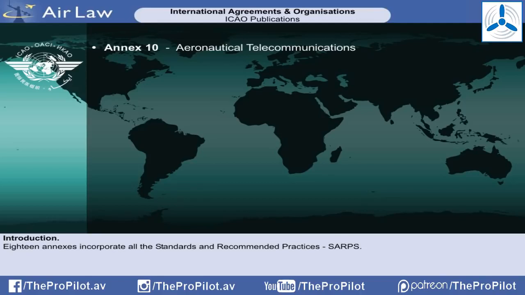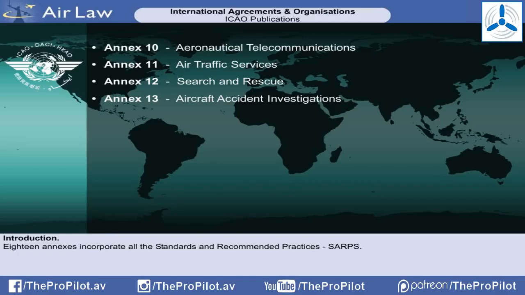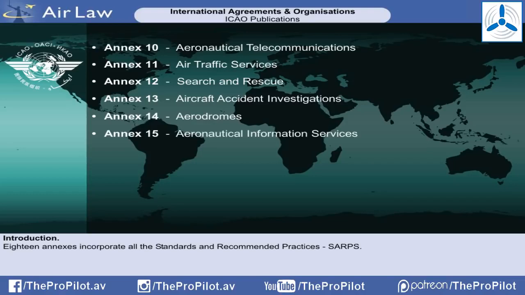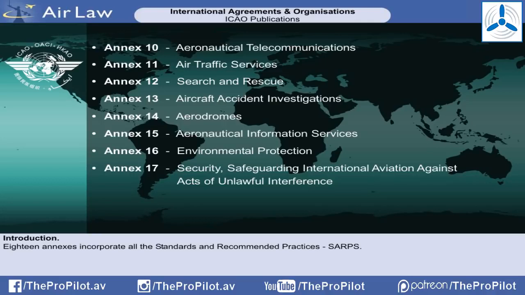Annex 10, Aeronautical Telecommunications, Annex 11, Air Traffic Services, Annex 12, Search and Rescue, Annex 13, Aircraft Accident Investigations, Annex 14, Aerodromes, Annex 15, Aeronautical Information Services, Annex 16, Environmental Protection, Annex 17, Security, Safeguarding International Aviation against Acts of Unlawful Interference, and Annex 18, the Safe Transport of Dangerous Goods by Air.